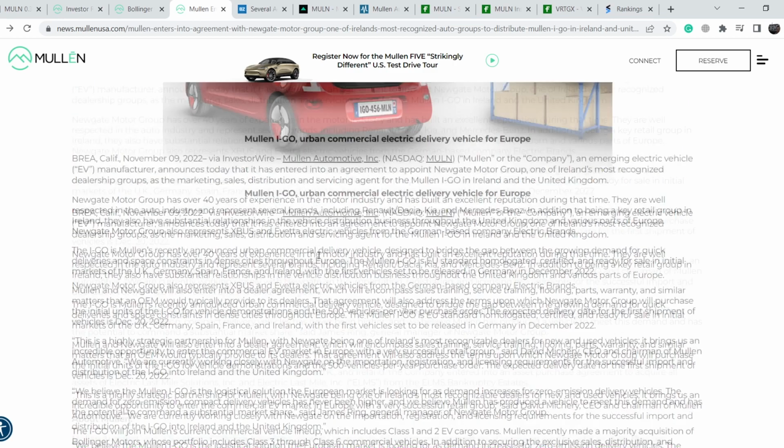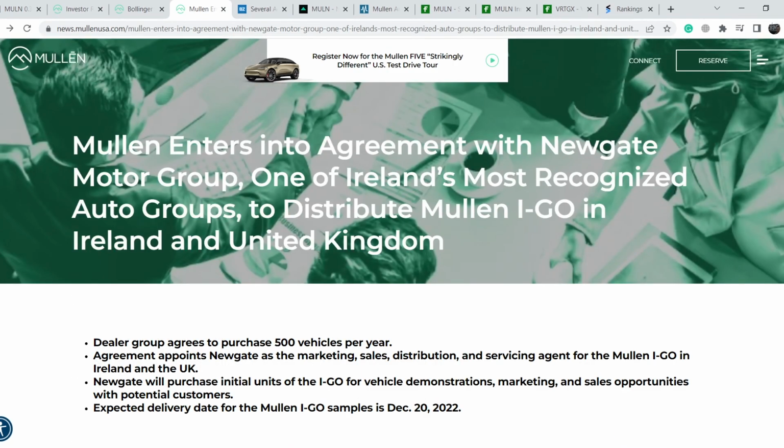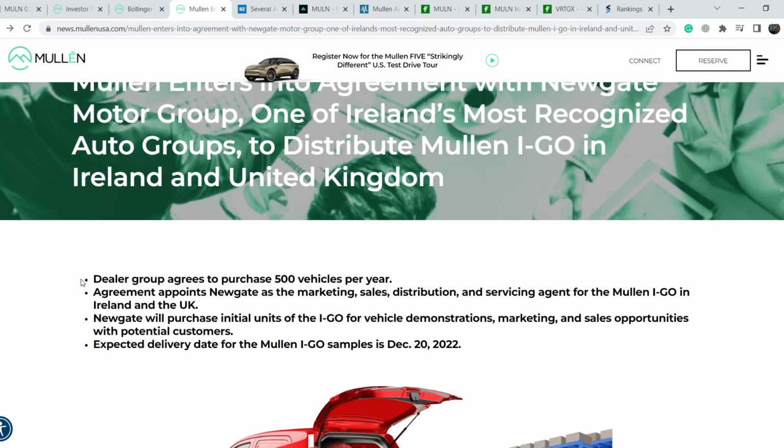First of all, let me show you this news that MULN enters into an agreement with Newgate Motor Group, one of Ireland's most recognized auto groups, to distribute MULN iGo in Ireland and the United Kingdom. And let me quote you these bullets. Dealer group agrees to purchase 500 vehicles per year. Agreement appoints Newgate as the marketing, sales, distribution and servicing agent for the MULN iGo in Ireland and the United Kingdom. Newgate will purchase initial units of the iGo for vehicle demonstrations, marketing and sales opportunities with potential customers. Expected delivery date of the MULN iGo samples is December 20, 2022.